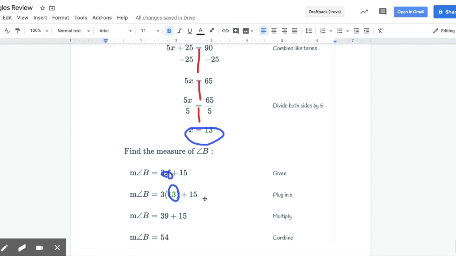We actually practiced this using function notation before break. So now you do the order of operations because you're not missing any values. You're not solving for an equation here. So you do 3 times 13, you get 39. You add 15. So the measure of angle B is 54 degrees.